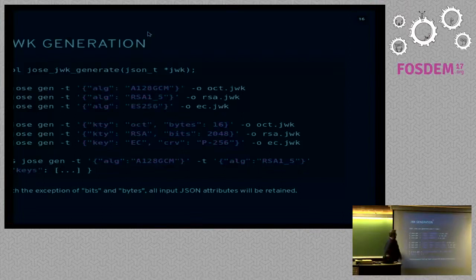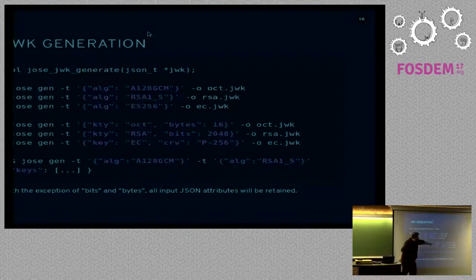Same thing for RSA, for elliptic curves. You don't have to specify the algorithm though, there are other ways we can infer it as well. Like you can just tell us you want an octet symmetric key and you want it to be 16 bytes, and we'll just happily generate that for you as well. Same thing with bits for RSA, and you can also just tell us the group you want for an elliptic curve, and it will just be generated. One last thing is that you can actually specify multiple templates, and the output will be a JWK set containing all of the outputted keys.